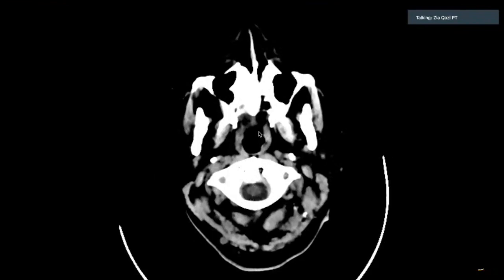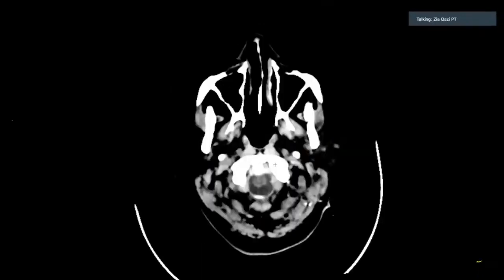The spinal cord, the nasopharynx. You can see the mandible on both sides. You can now see the nasal septum. This is the nasal septum, the tip that you see, and the sinuses. We will go one more section above.